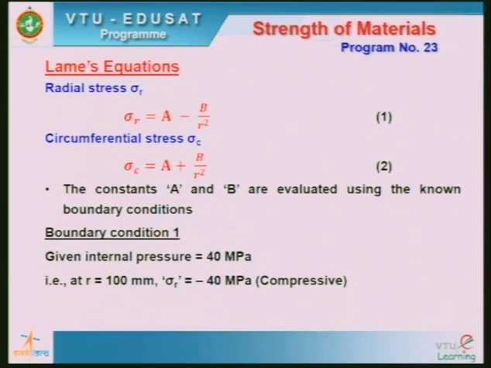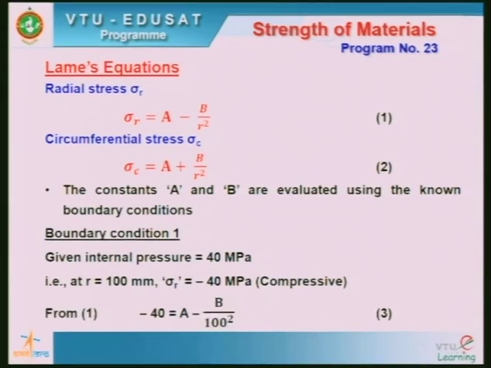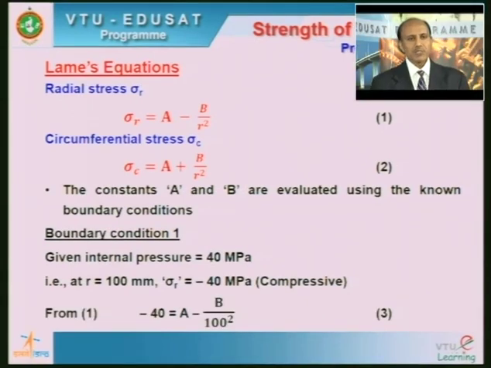Now, this information we have to put in which equation? Is it equation 1 or equation 2? Equation 1 is for radial stress, equation 2 is for circumferential stress. So, we put this in equation 1 for radial stress, and we write minus 40 equal to a minus b by 100 square. I have just taken equation 1, replaced sigma r with minus 40, and replaced r with 100. So, I have got equation number 3.